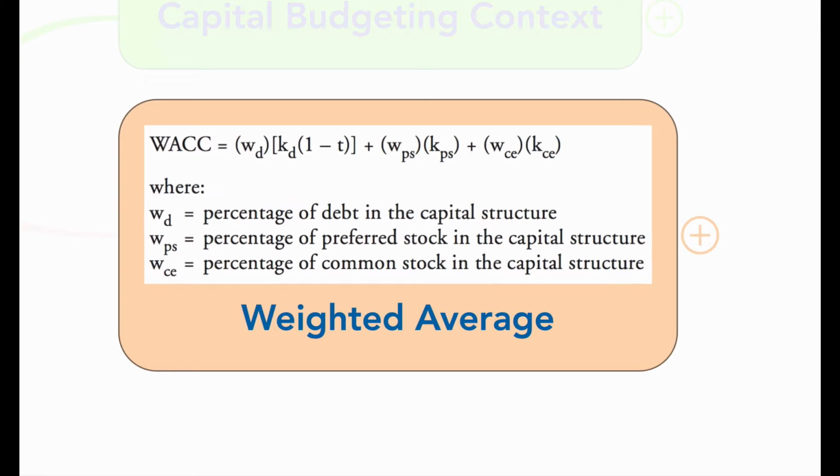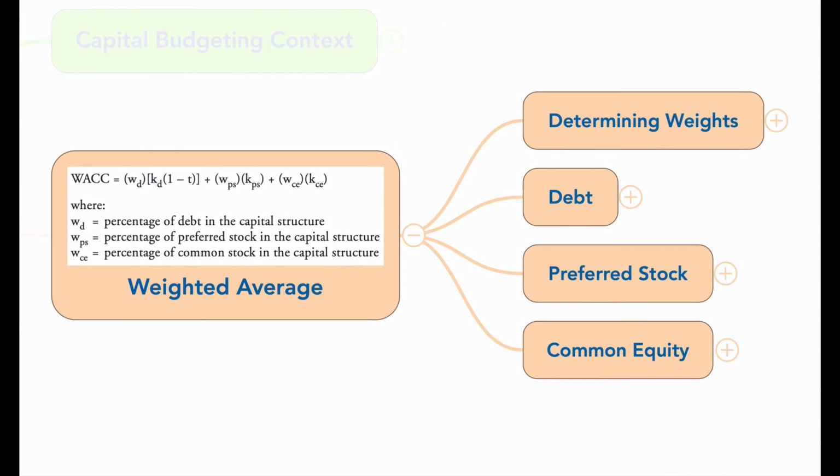Note that we adjust the expected before tax cost on new debt financing, KD, by a factor of 1 minus T. This is because in the US and many other tax jurisdictions, the interest on debt financing is tax deductible. The next is the percentage of preferred stock in the capital structure multiplied by the cost of preferred stock. And finally, the weight of common equity multiplied by the cost of common equity. Let's look at each of these in more detail.